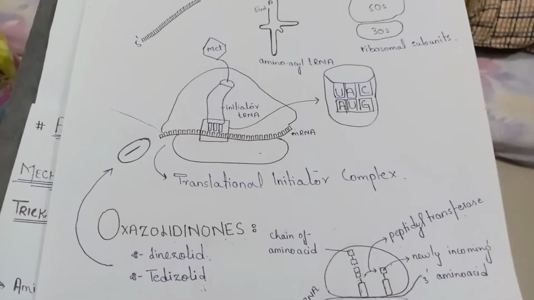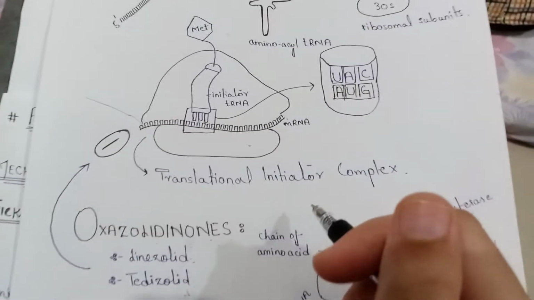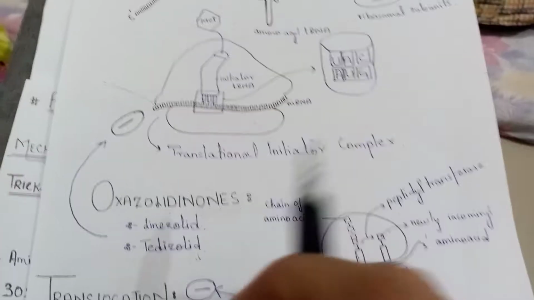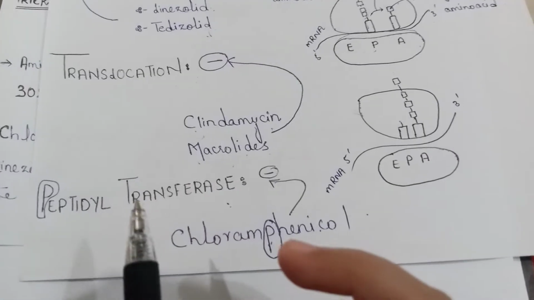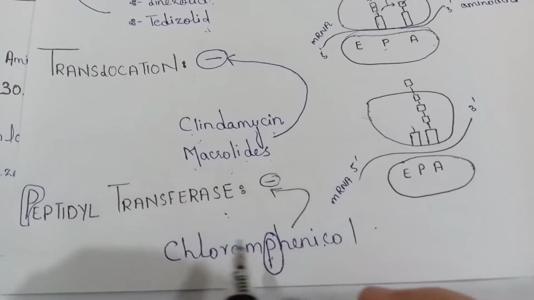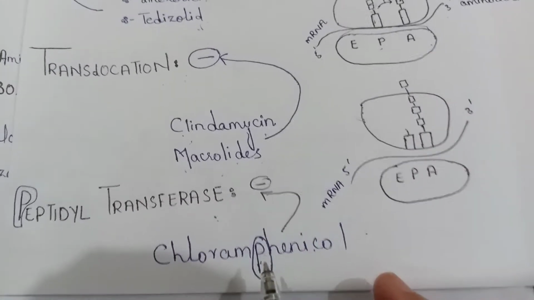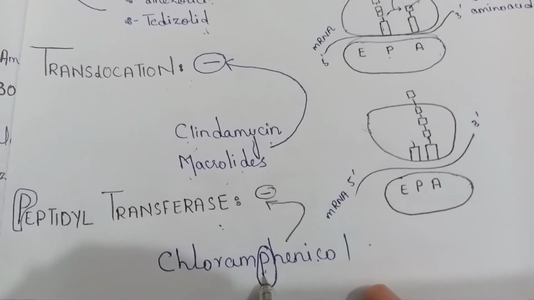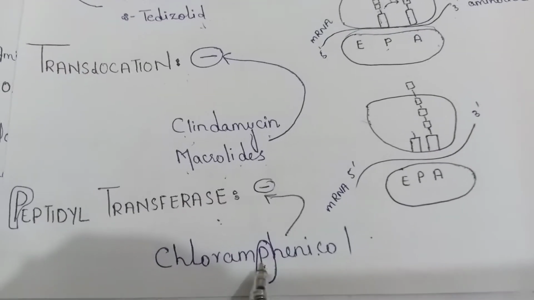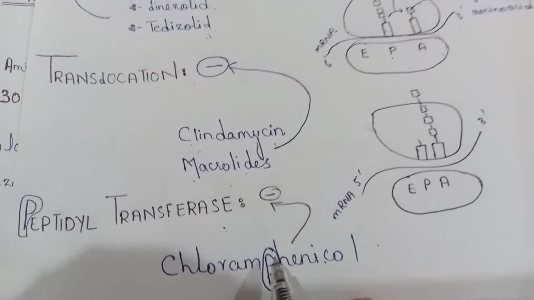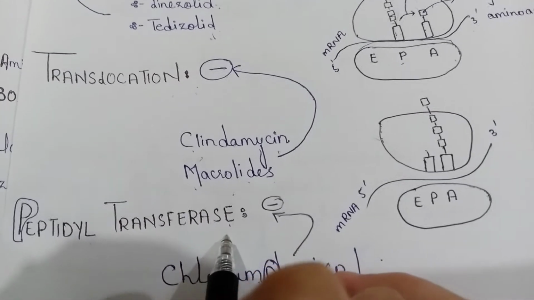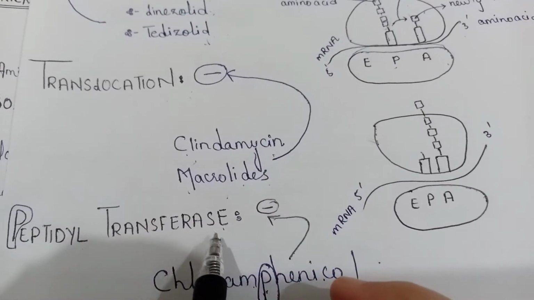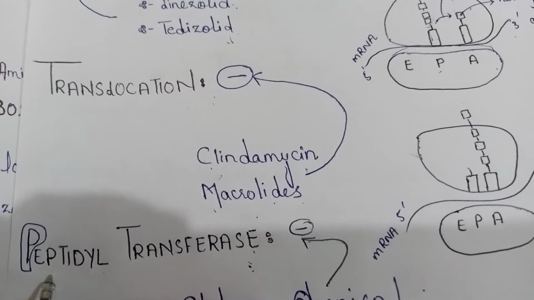Now I'm going to show you how you're going to remember all these drugs that inhibit protein synthesis by showing their different mechanisms. First I talk about chloramphenicol. Chloramphenicol is the only drug that contains the alphabet P, so from here, P, I get the point that chloramphenicol will inhibit the peptidyl transferase. It's because the first alphabet of peptidyl transferase is also P.